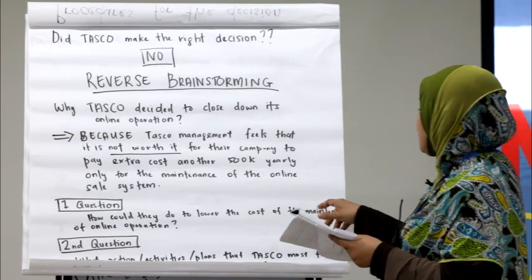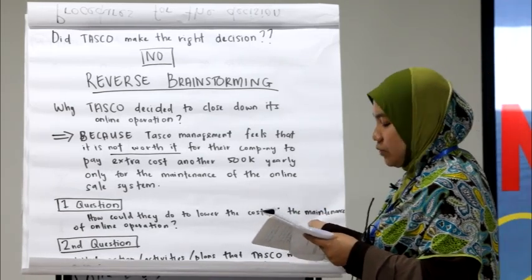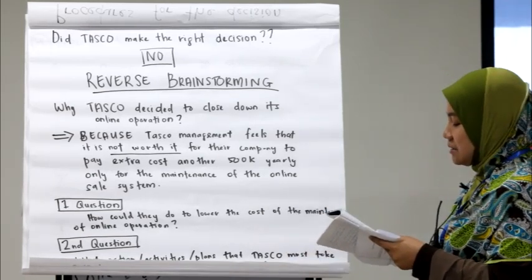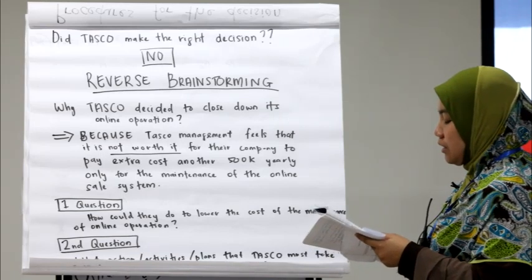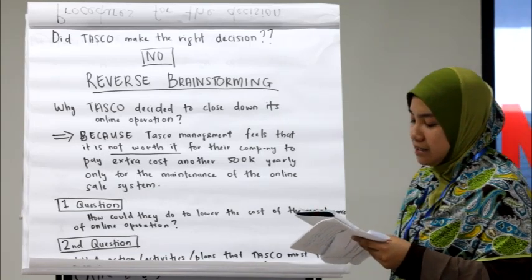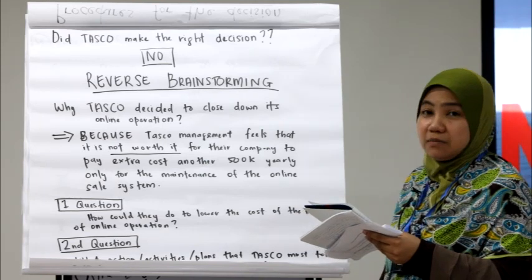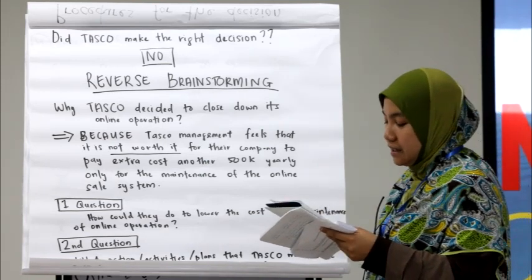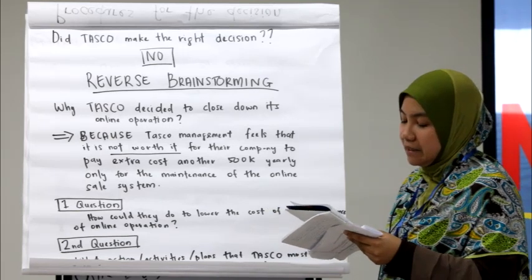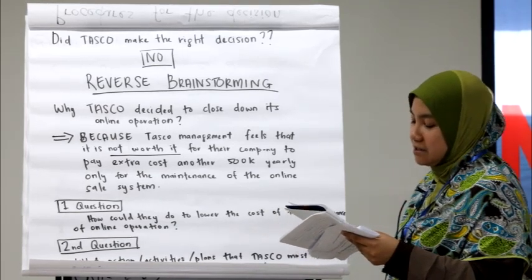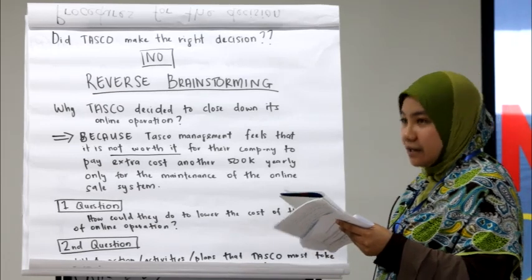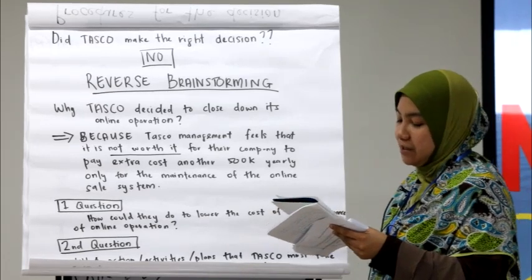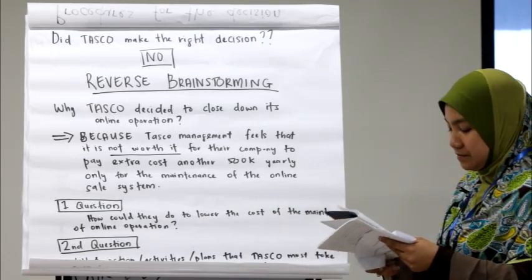For the first solution to this question, they can set up a team on their own for the internal online maintenance system by hiring staff that are able to perform the task. And then another option is they can choose another maintenance company that can provide the same service as the current company at a cheaper price, below 500k yearly.